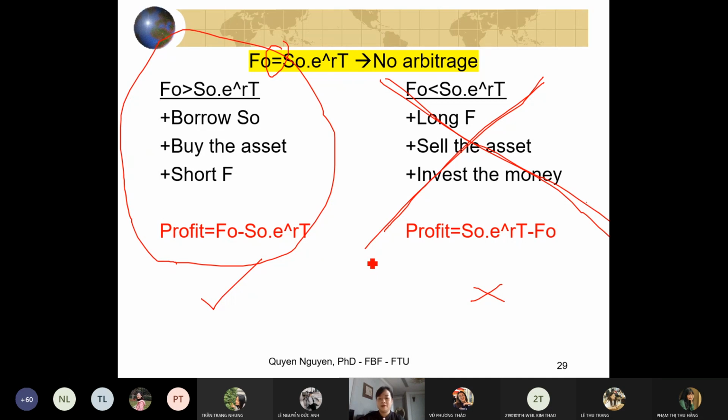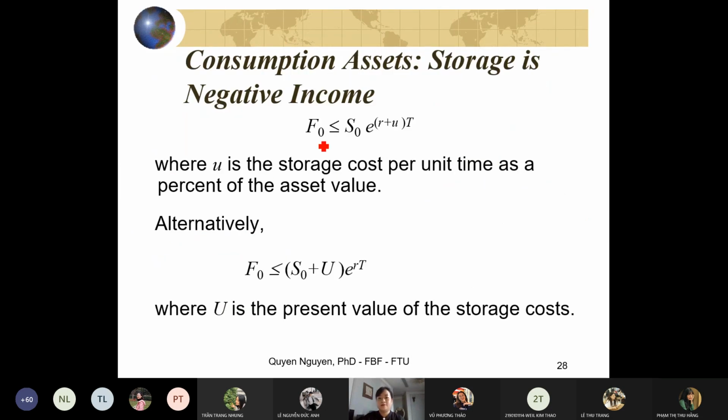So remember for the consumption asset that we would have the smaller sign holds as well, together with the equal sign. Okay, and remember, if U is expressed as the absolute value of the storage cost, then you always have to bring this storage cost back to the present value.